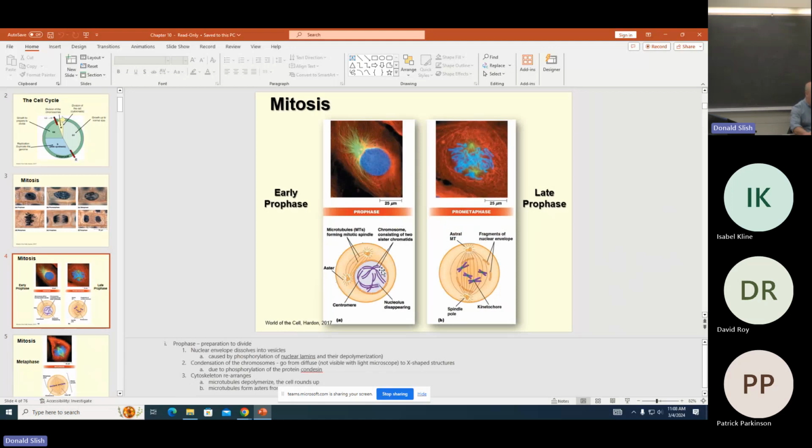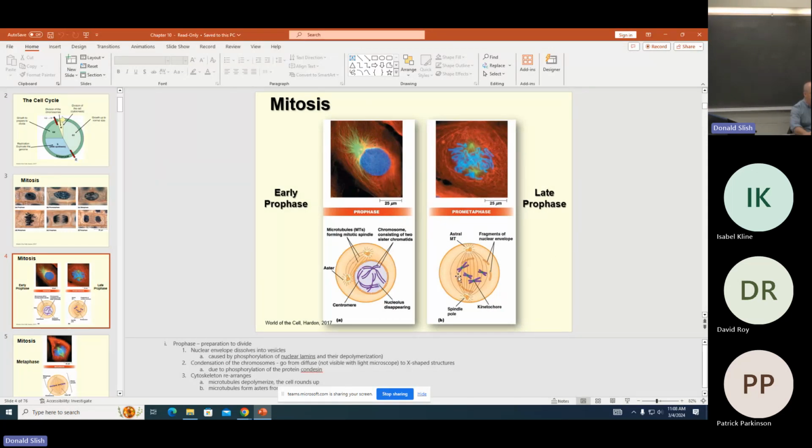And the third thing that starts to happen here is the chromosomes are going to start condensing. So in interphase, you can't see chromosomes at all. They're just totally diffuse because they're so small. But then they start condensing. You can see them as kind of small threads. And then late prophase, all these things finish.